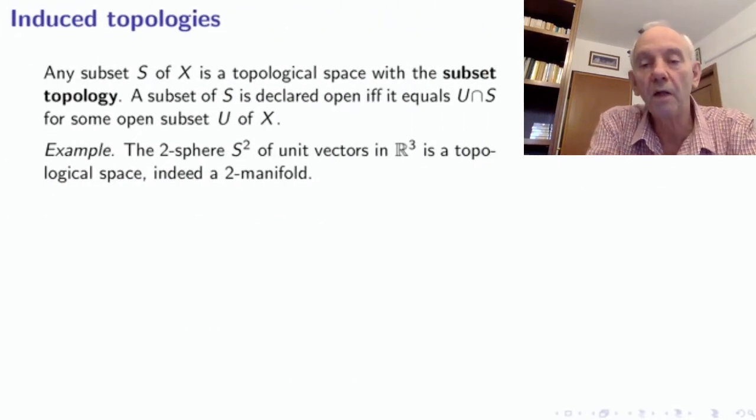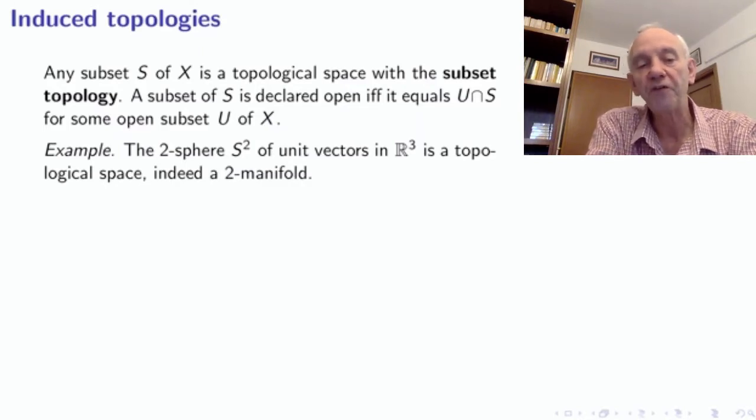Now, I've defined what it means for a set to be a topological space. You have to have this family of open subsets. It's very easy then to generate new topological spaces. For example, if you take any subset of a topological space, then that is automatically a topological space in its own right, with a definition induced from that of X.